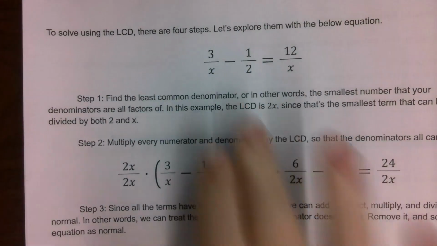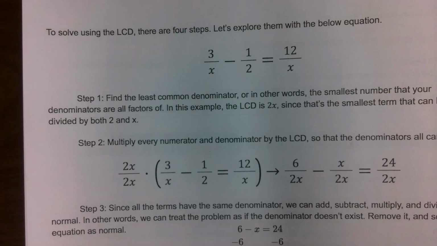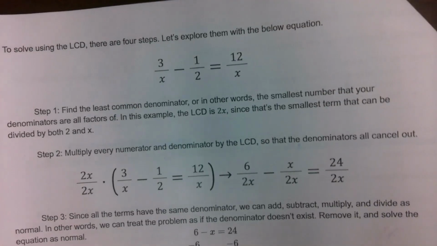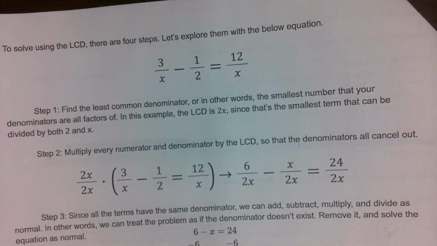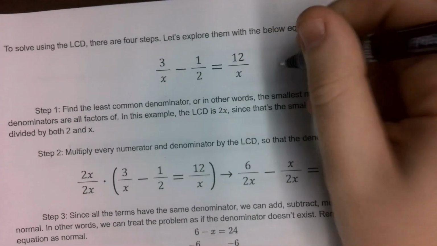Here's the problem we're going to do together. 3 over x minus 1 over 2 equals 12 over x. Step 1 is figure out what your least common denominator is. So in this case, we know that our least common denominator has to have an x in the denominator, has to have a 2 in the denominator. Our LCD, our least common denominator, is 2x.